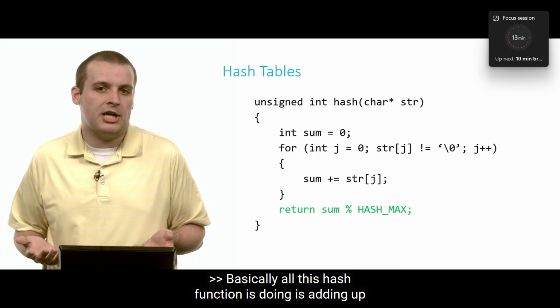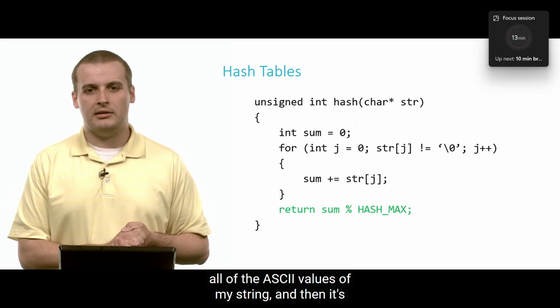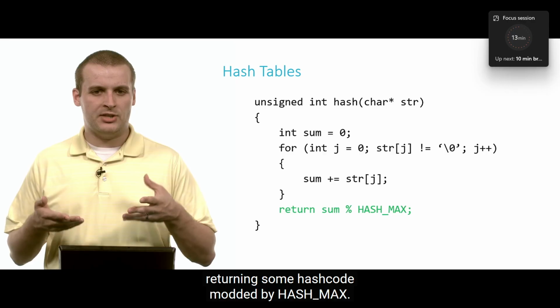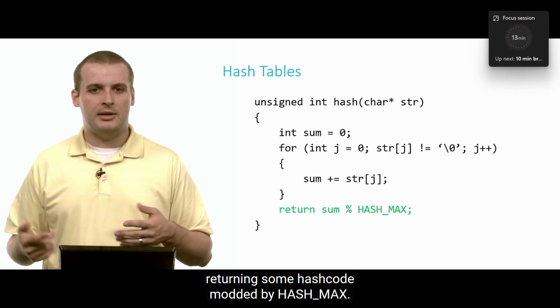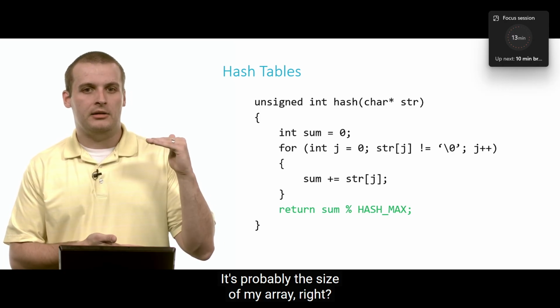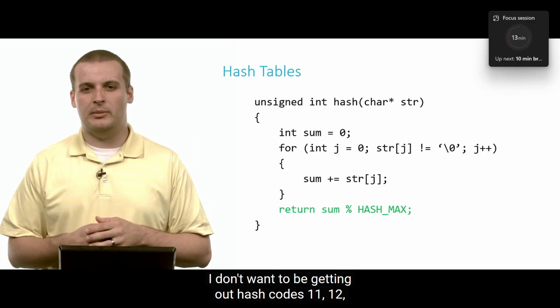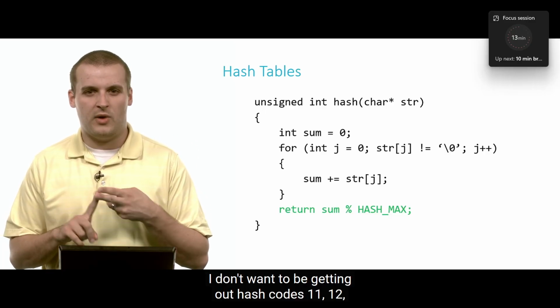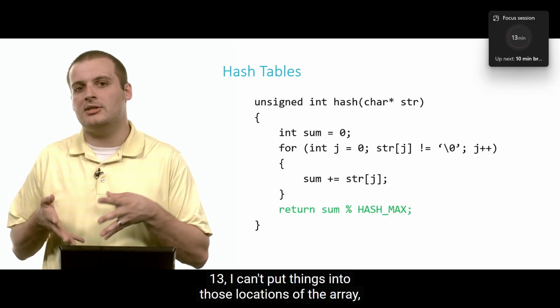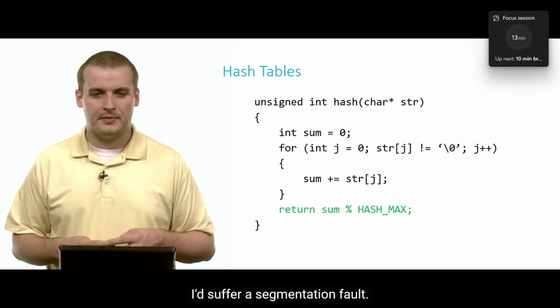Well, basically all this hash function is doing is adding up all of the ASCII values of my string, and then it's returning some hash code modded by HASH_MAX, which is probably the size of my array, right? I don't want to be getting hash codes if my array is of size 10. I don't want to be getting out hash codes 11, 12, 13. I can't put things into those locations of the array. That would be illegal. I'd suffer a segmentation fault.